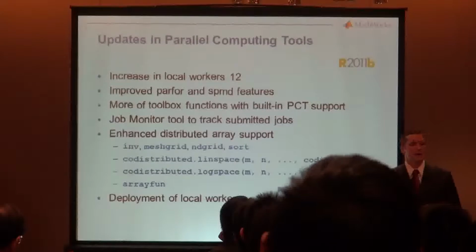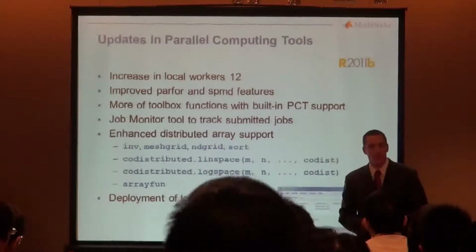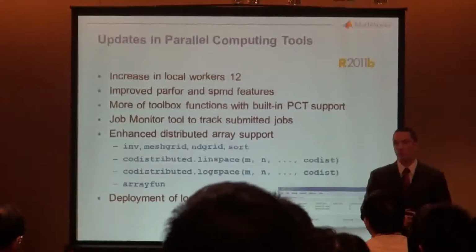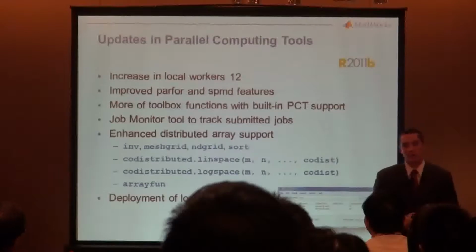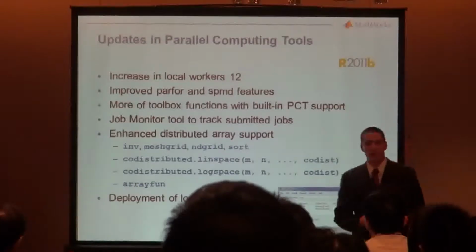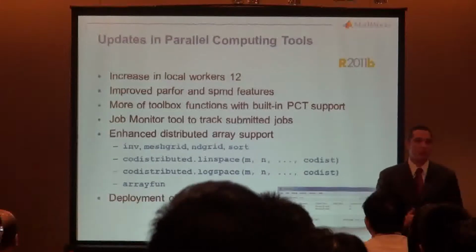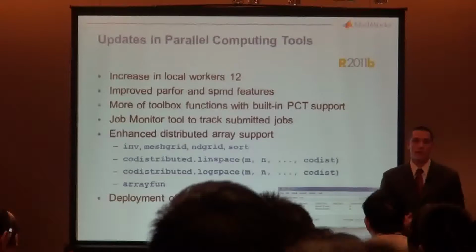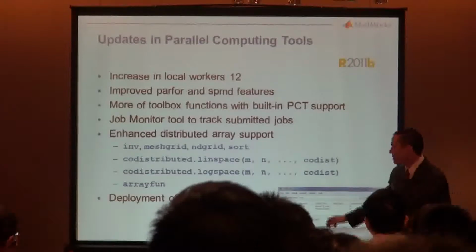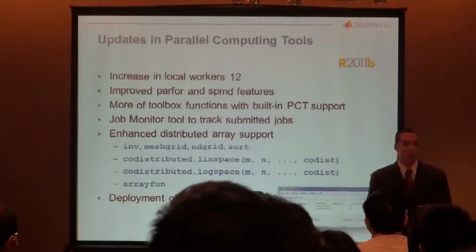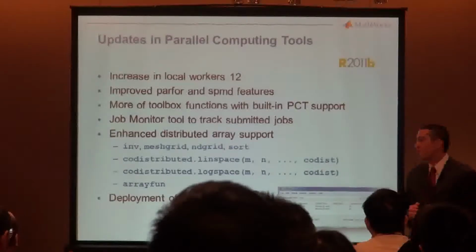You've created a simulation in Matlab. You're taking advantage of the multiple cores in your desktop to run it, to help it run faster. You want to share that with your coworkers who don't have Matlab, but you want them to have the same performance that you have. 11B allows you to take those local workers and deploy it out to your colleague through the Matlab Compiler.